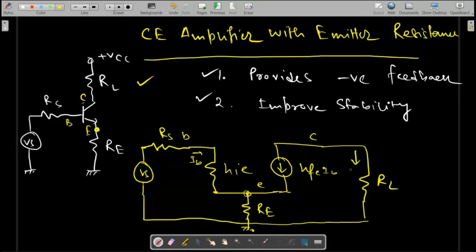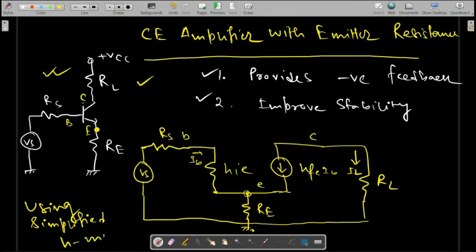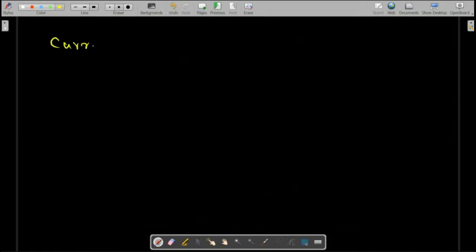So this current is IL. This is your model of this common emitter amplifier with emitter resistance using the simplified hybrid model. Let's quickly derive its properties. Current gain, AI, that is IL by IB.